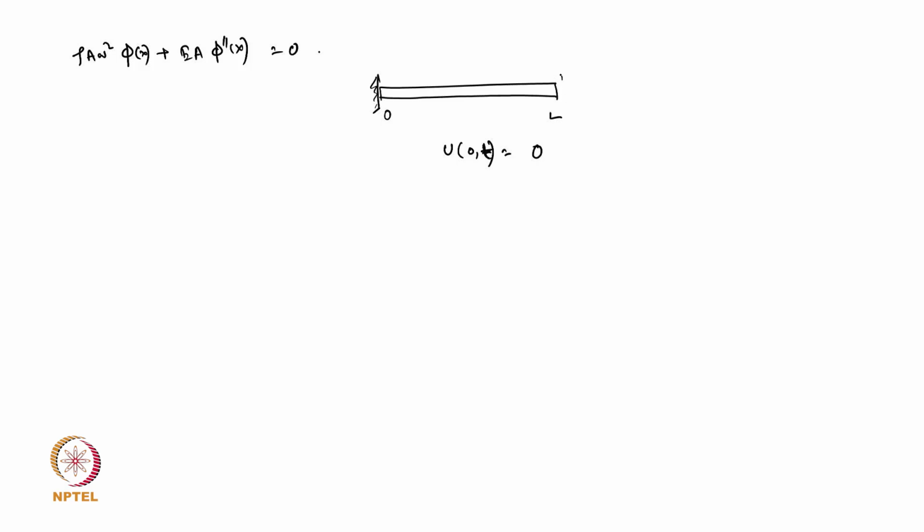Then what about this side? How will you write the boundary condition for this side? L comma 0? No, that is the initial. I am saying boundary. First thing boundary, then we will go to initial. Boundary means always you will have t at that end.